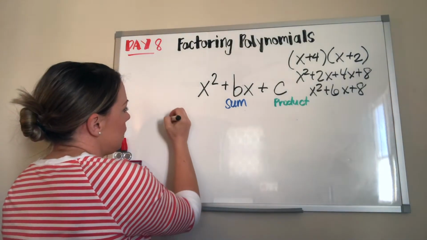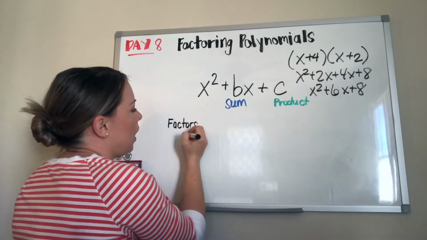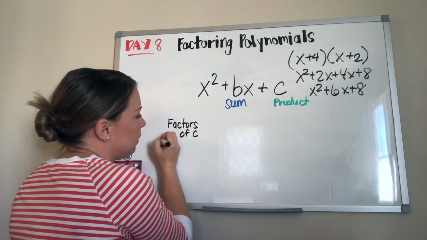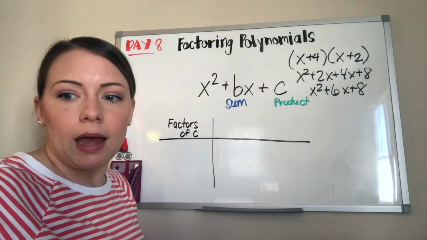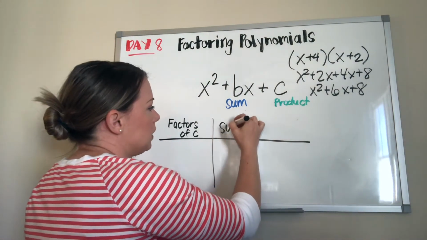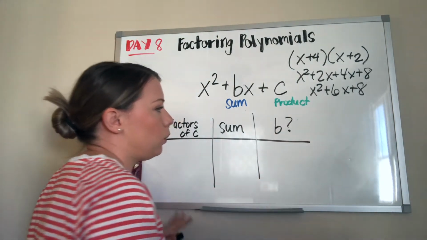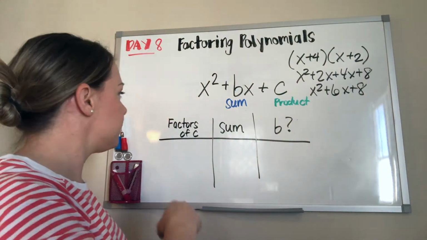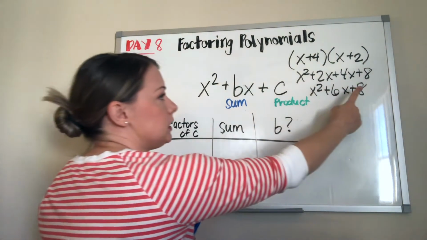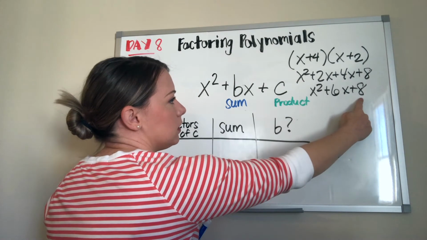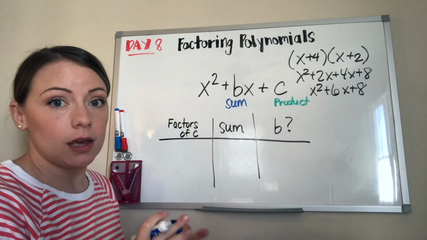So we want to figure out all of the factors of C, and then we're going to add them together. So we're going to create a sum of the factors and ask ourselves, is that what our value of B is? All right, so let's give this a shot. We know that in this case, C again is 8. Okay, so C is 8, and I want to know all of the factors of 8.